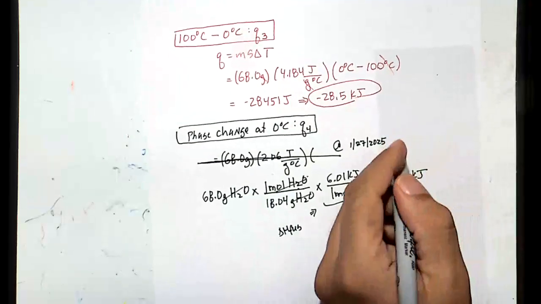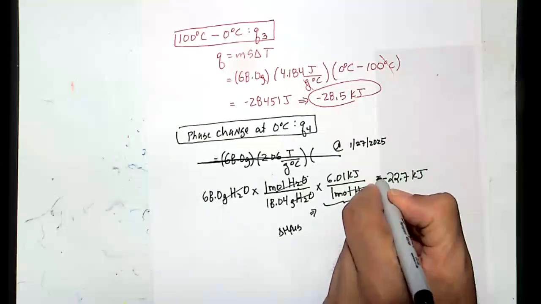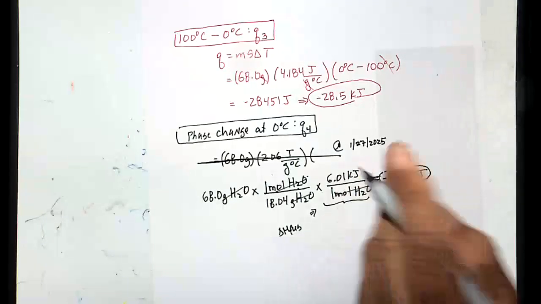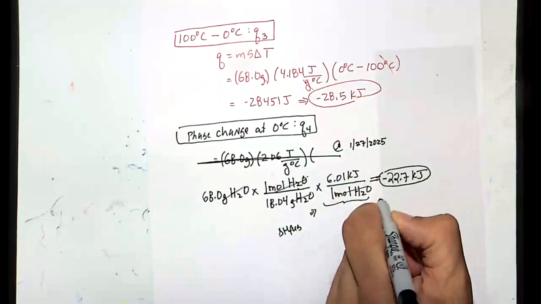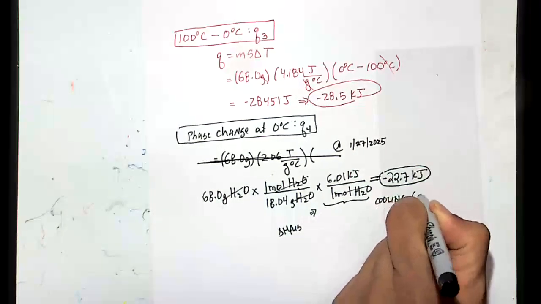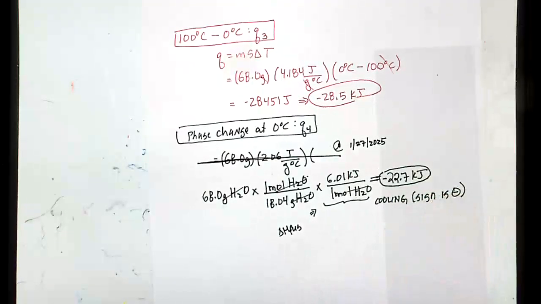And what will the sign be? Negative. Why is the sign negative? Because you're cooling, the heat is coming out to the surroundings. So for cooling, like we did in the other phase change, the sign is negative.